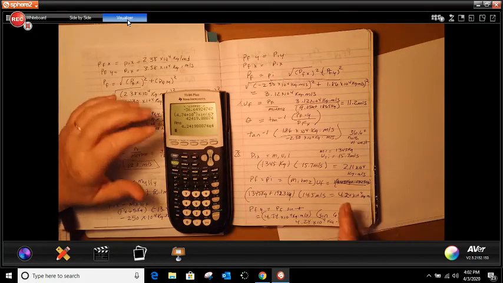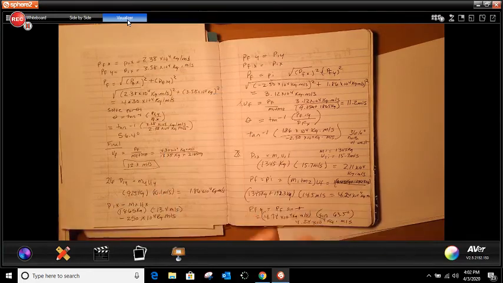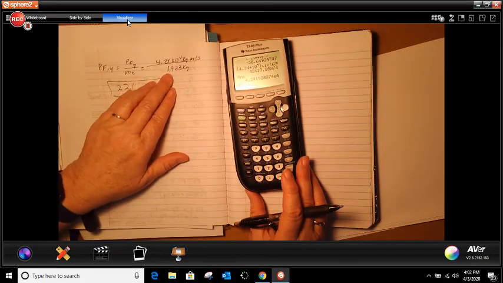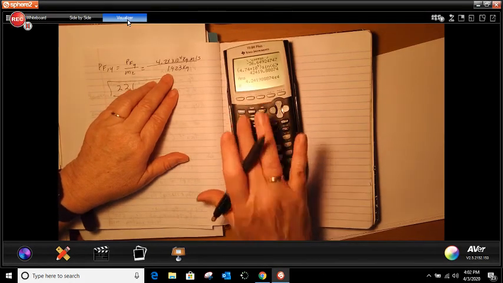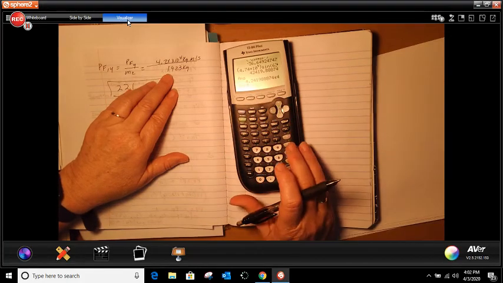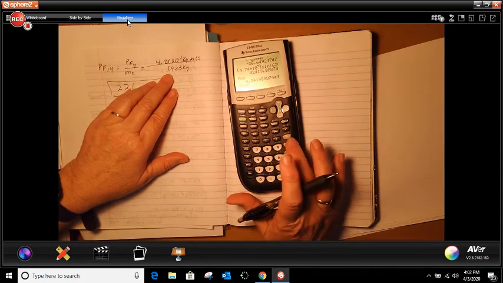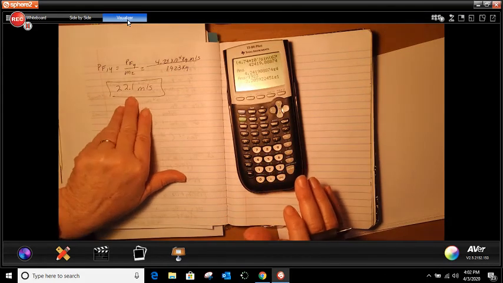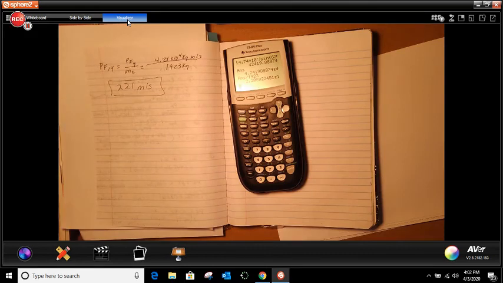So we are all good with that answer, but we are not done. Now what we have to do is take that answer and divide it by our mass 2. So we're just going to do second answer, and then I'm going to just do a straight up 1923, and I get 2.20.